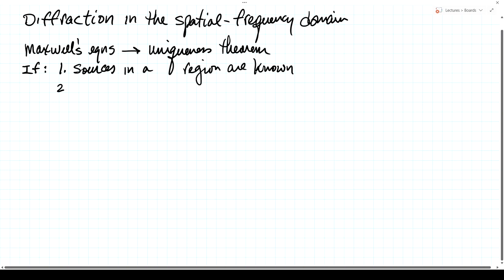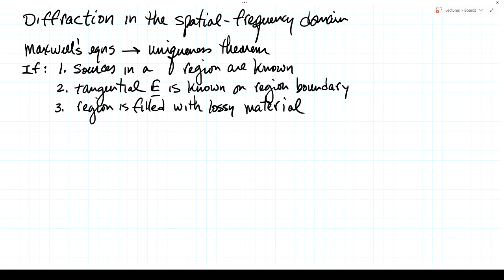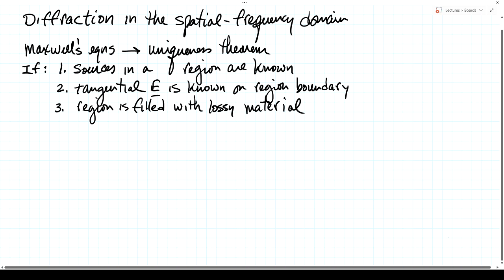Number two, the tangential component of the electric field is known on the region's boundary, and number three, the region is filled with lossy material. And this third point is really a mathematical requirement that allows us to avoid some mathematical possibilities that are not of great practical importance. We can take the limiting case where the region is filled with a material with very, very low loss. So there's really no loss of generality there. So again, more for mathematical reasons than for physical reasons.